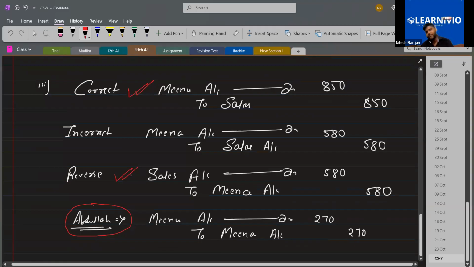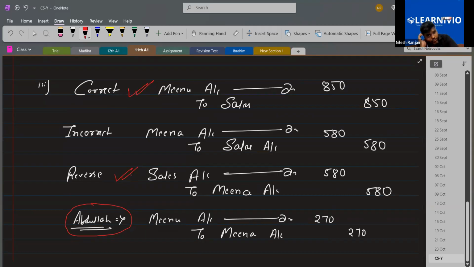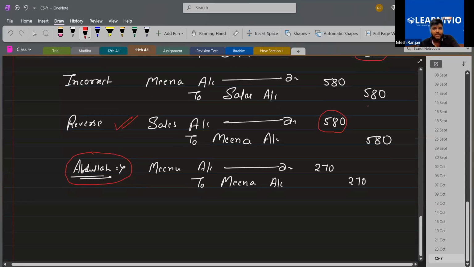So in the same manner, we have to do this. Madhya, you told me sales account debit to Meenu. Okay. The problem is we cannot cancel sale here. Why? Because sale on the debit side is 580, sale on the credit side is 850. So it cannot be cancelled. If it is with the same amount, then you can cancel it. Otherwise, you cannot cancel the entry.